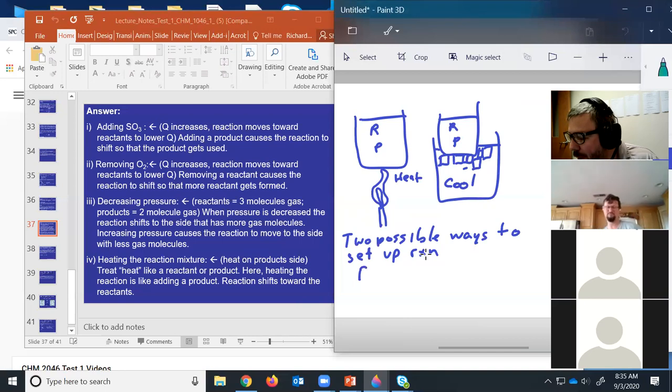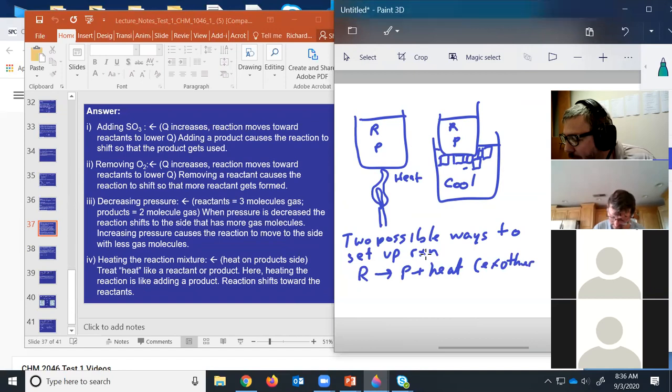So the first one could be R gives P plus heat. We call this exothermic. And R plus heat gives P. And we call this endothermic.